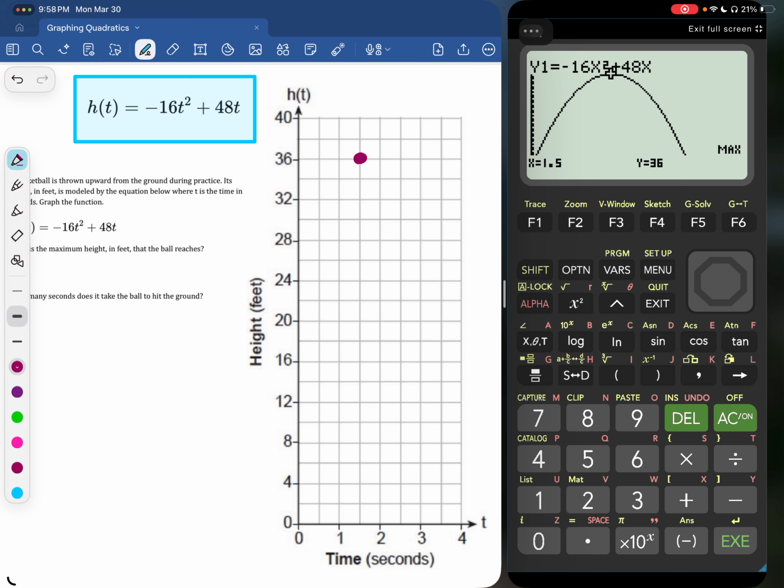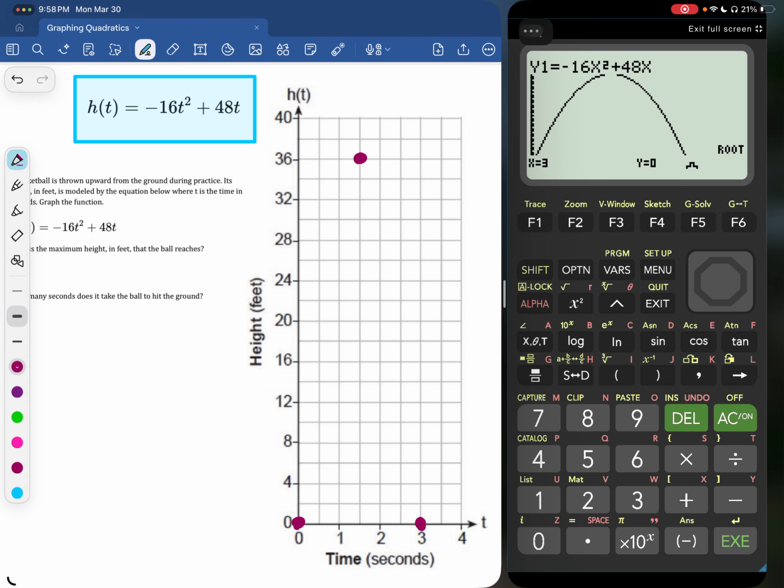Now I want to find the roots. So you're going to hit F5 again and then F1 for the roots. So I see that the first root is at 0, 0. That's the next point that I'm going to put on the graph. And then you're going to hit the right arrow to go to the next root. And we see that that's at the point 3, 0. So now I have 3 points on my graph, right? I have the roots and I have the vertex.